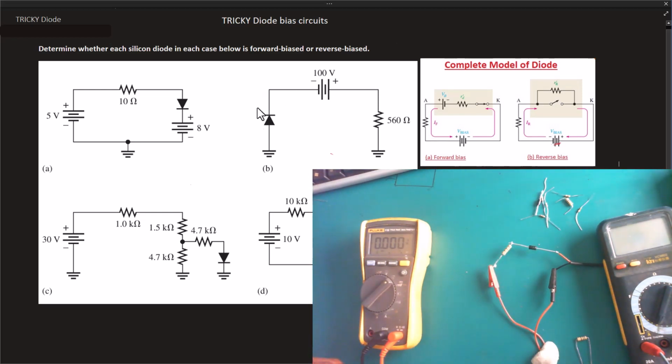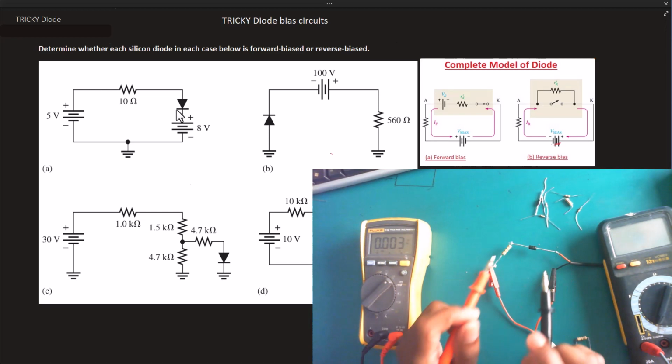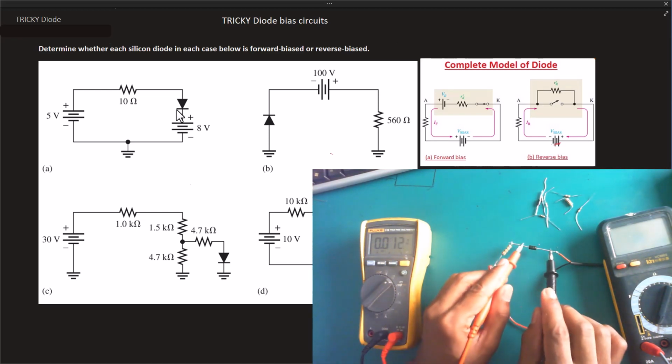Now, when we were doing the theory of these bias circuits, on this number A, we said that there was a -3 volt here. Because if you run the loop, you will realize that there will be a subtraction of power supply voltages, so there will be a -3 volt present here. So that made this diode not forward bias, but instead reverse bias. So I'm going to confirm it by measuring the voltage across the diode.